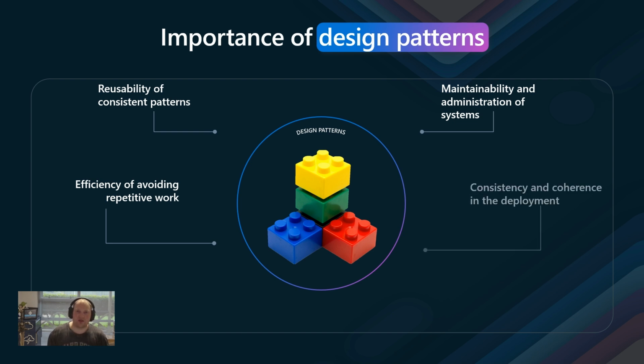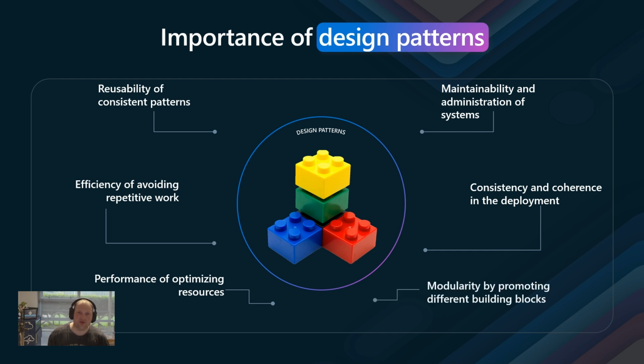So let's take a look at some of the efficiency aspects. By following established patterns, developers can avoid repetitive work and focus on implementing specific requirements, thus saving development time. Scalability. So design patterns can help by building scalable systems by providing guidelines for efficient resource allocation and management. They also help to optimize the use of system resources, leading to improved performance of your application.